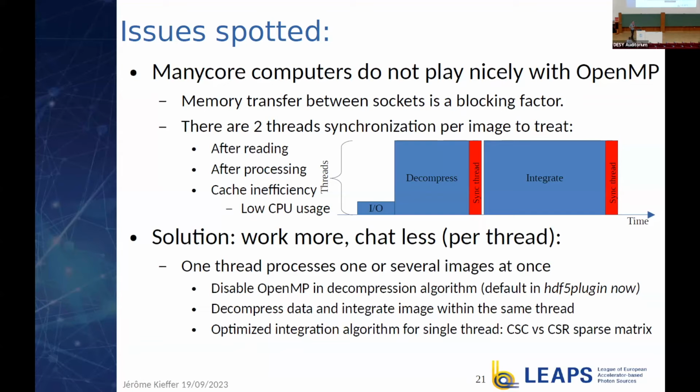So one of the solutions is to work more and to chat less, so having fewer barriers. The idea is to build a pipeline that would decompress on one thread and integrate within the same thread, the same image, and then have several threads doing the same thing and having one worker that would do the I/O and feed the data to the decompressor and the complete pipeline.